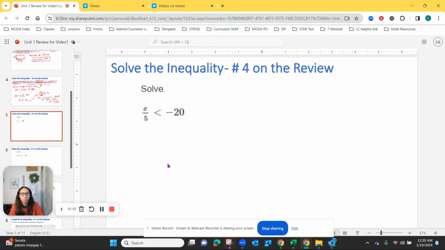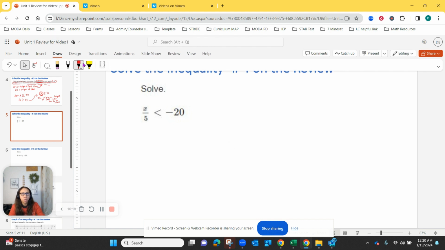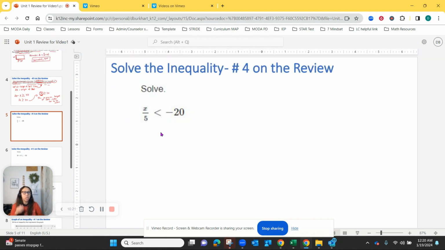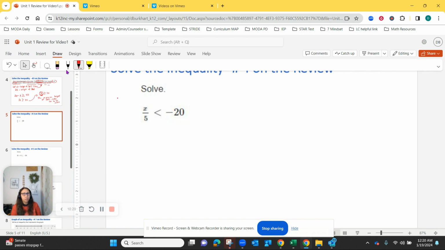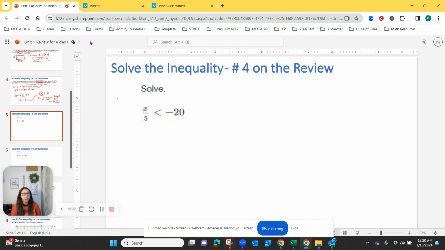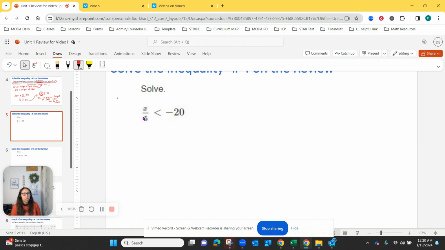All right, for number 4, we have here an inequality, x over 5 less than negative 20. To solve this inequality, the first thing you need to figure out is where the variable is. Just like solving an equation, you are going to solve for the value of x. And our x right here is divided by 5. So whatever this value of x divided by 5 is, it is less than, meaning smaller than, negative 20. It cannot be equal to negative 20, but it has to be smaller than negative 20.